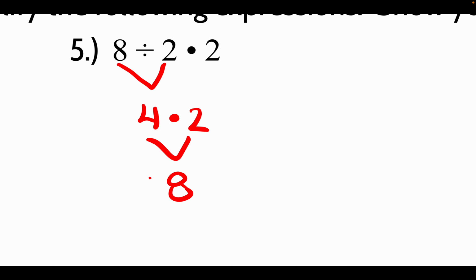Okay. Next problem. Again, in this problem, we have a division and multiplication. So we go left to right. So 8 divided by 2 is 4. So 4 times 2 is 8.